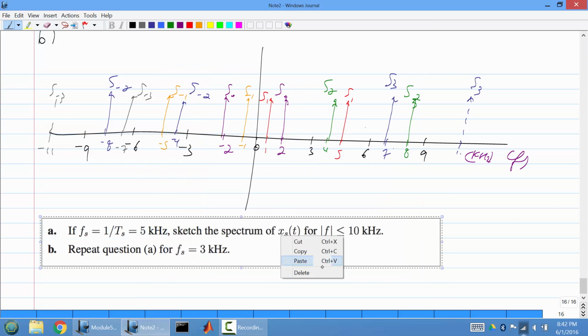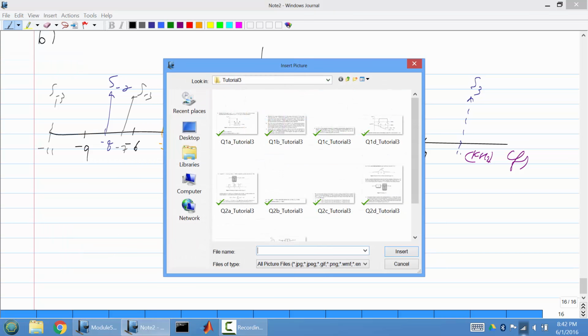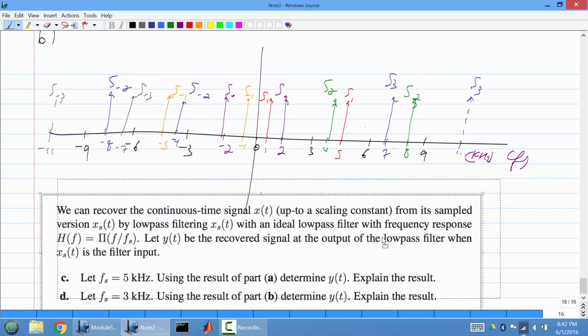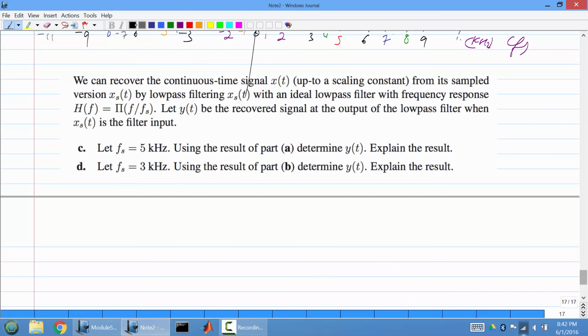All right. I'm almost done here, guys. Thanks for your patience. But okay, so we can recover the signal up to a scaling constant from a sampled version by low-pass filtering. So with an ideal low-pass filter, with a frequency response of a rectangular pulse that is plus minus the sampled frequency. So basically it's going to look like this. So minus Fs to Fs.